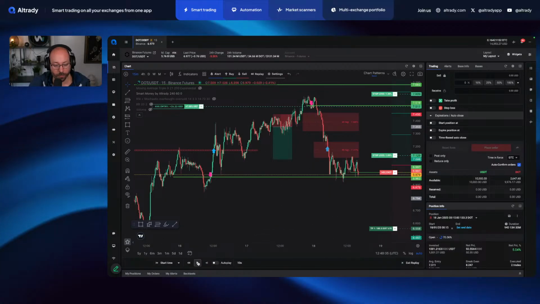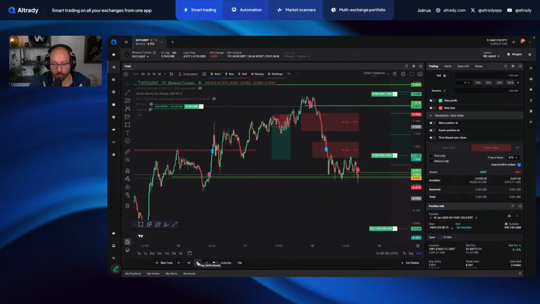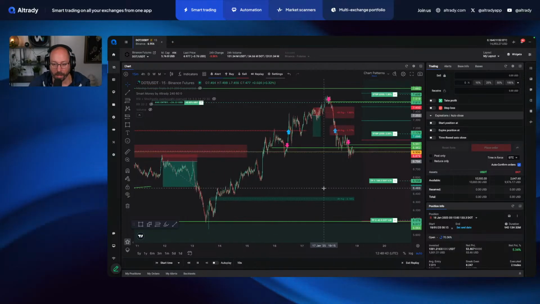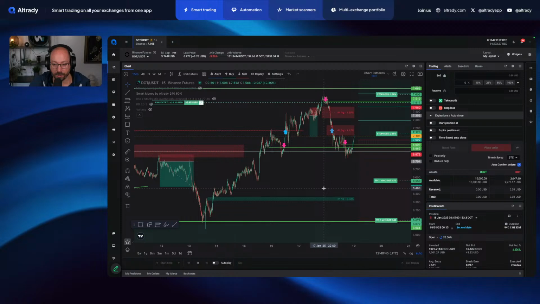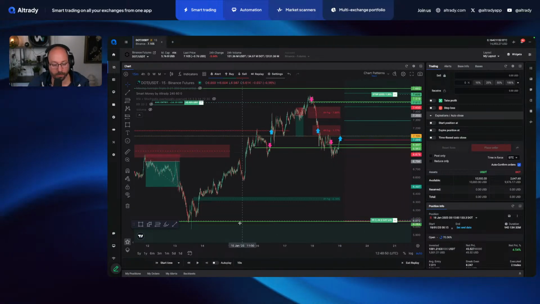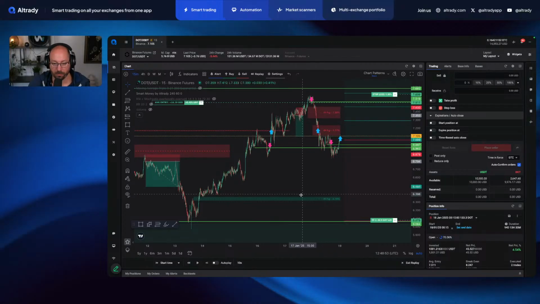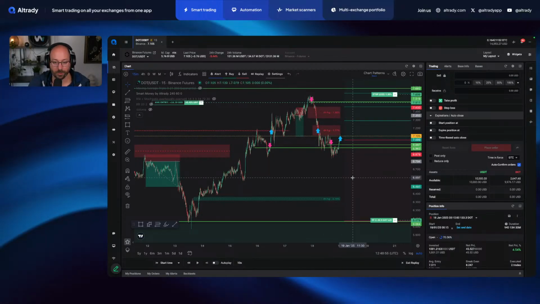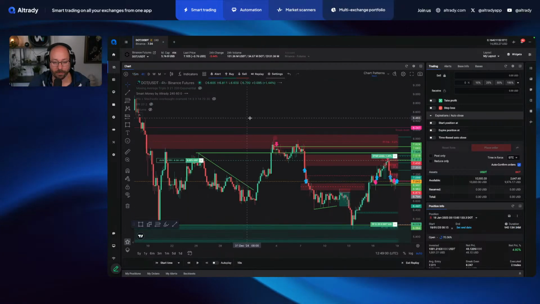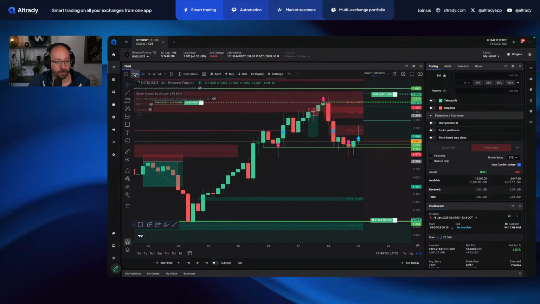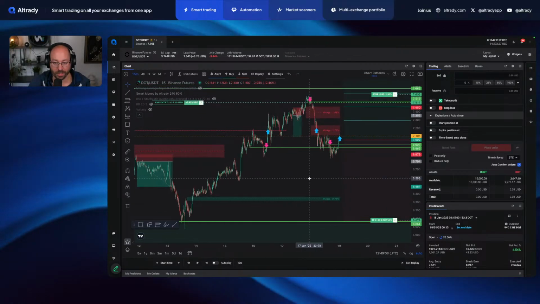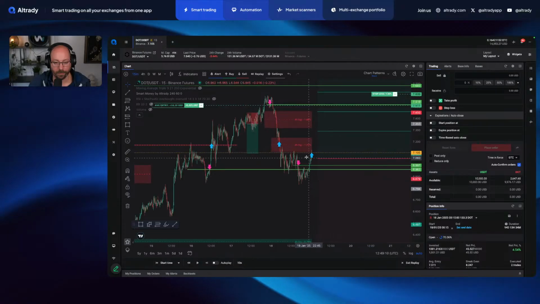The moment of truth. Will we get filled? We do. And then the question is, will we get stopped out? We do. That's a shame. Doesn't matter, that's part of the strategy. True, exactly. But that's a 4 hour fair value gap that we're entering, if I'm not mistaken. So that could be order flow to the downside still. Yeah, it's the same fair value gap.